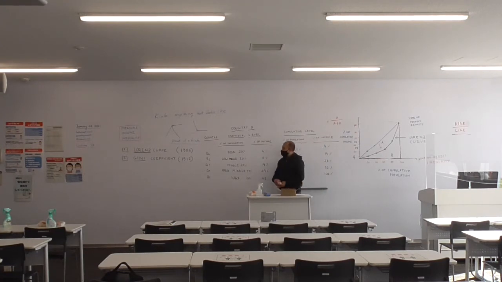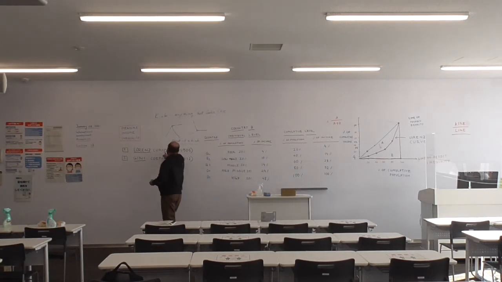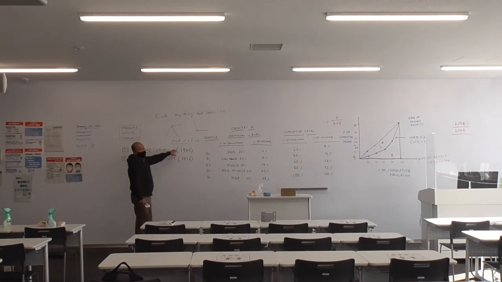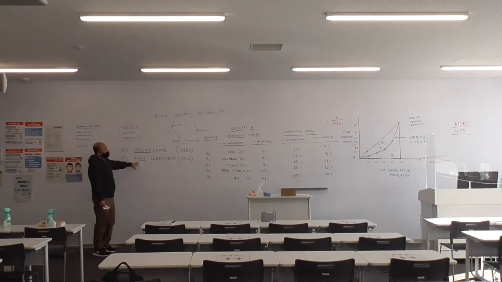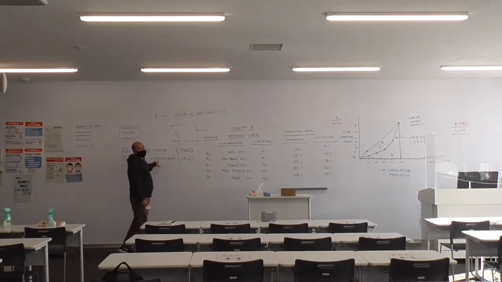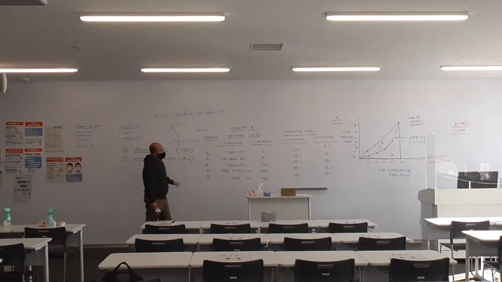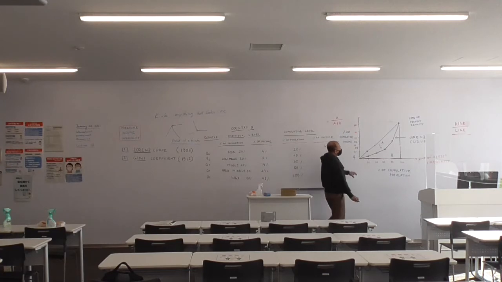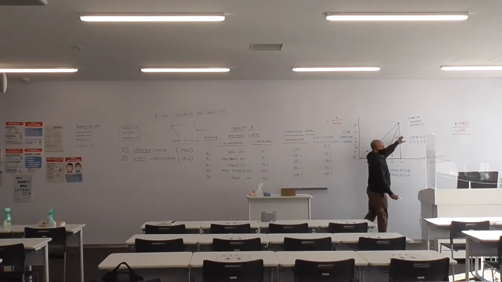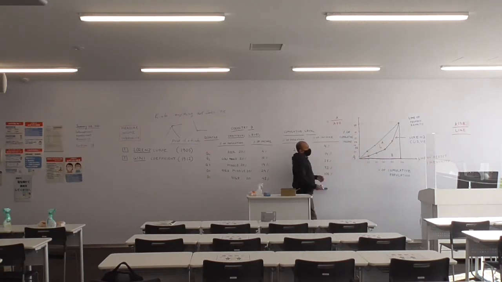So when Lorenz drew this figure, this Lorenz curve, in 1905, then this Italian statistician considered there should be some number, some measure to calculate the proportion of this area compared to this whole triangle, right? And then he invented one coefficient, and this coefficient is known as the Gini coefficient. Okay.